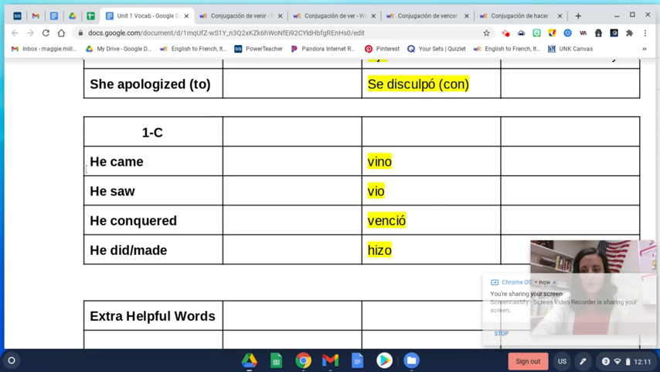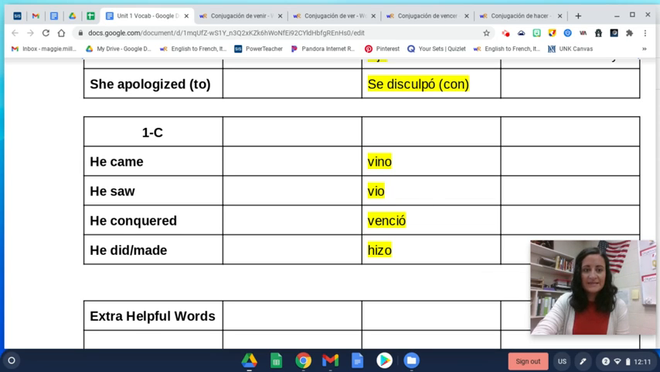All right, let's go over vocab 1C. For 1C, we've only got 4 terms, so that's not bad. Some of them are new, though some of their root words are not, so that's helpful. The first one we've got is "he came."